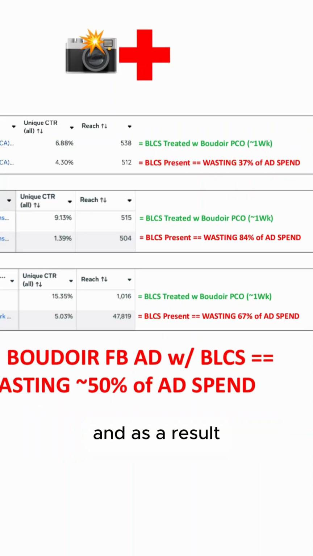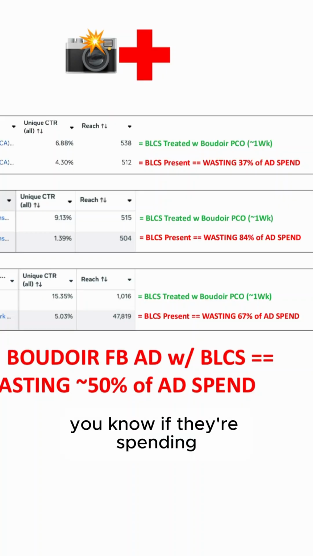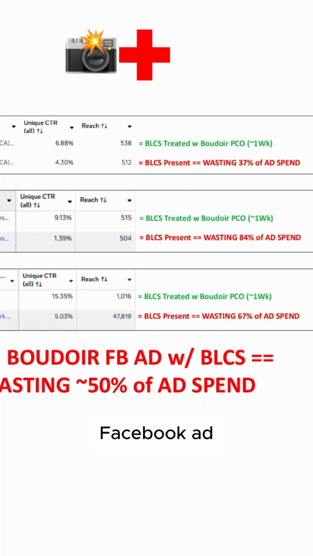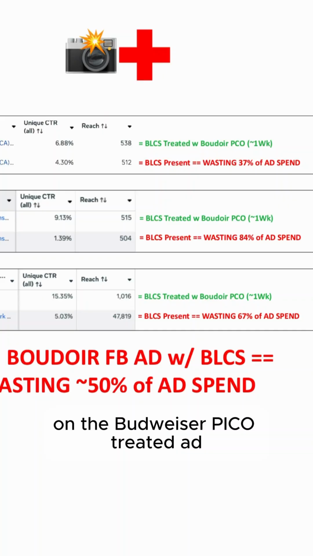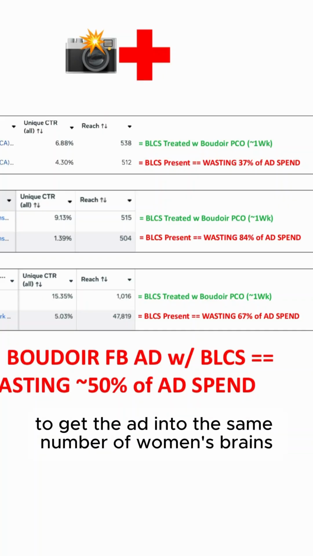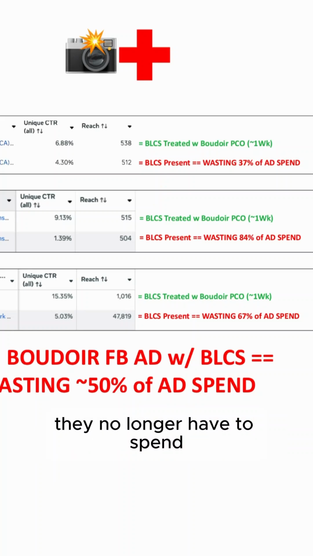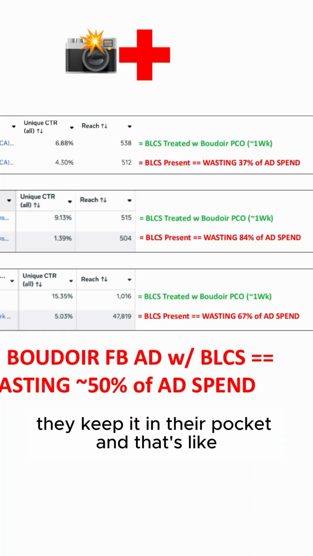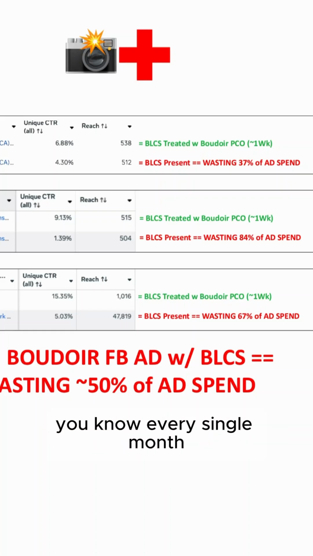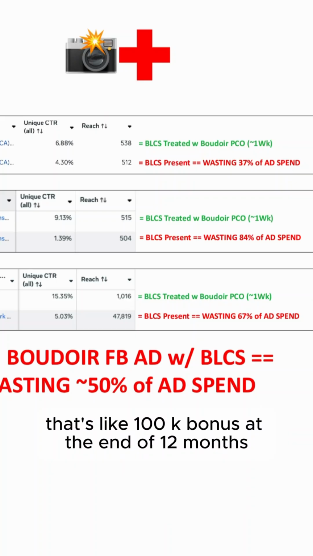And as a result, if they're spending 10 grand a month on the original Boudoir Facebook ad, now they only need to spend 1.6 grand a month on the Boudoir Pico treated ad to get the ad into the same number of women's brains. So $8,400 a month they no longer have to spend, take it out of their budget. They keep it in their pocket. And every single month, that's like a 100K bonus at the end of 12 months.